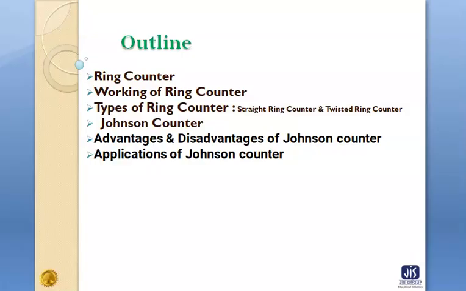In my today's lecture, I will discuss basically two types of shift register counters, that is ring counter and Johnson counter. In ring counter, I will first discuss the working of ring counter with the help of a logic diagram. After that, two types of ring counter, that is straight ring counter and twisted ring counter, will be discussed. And in the Johnson counter, the working of Johnson counter and the advantages and disadvantages of Johnson counter and the applications of Johnson counter will be discussed. So students, let us go to the topic.